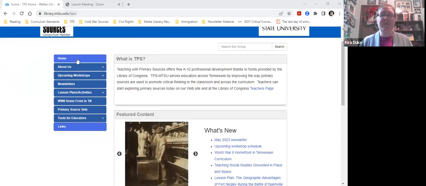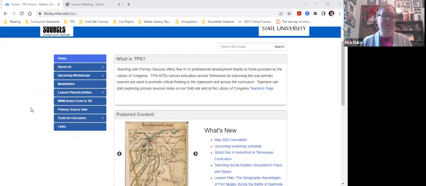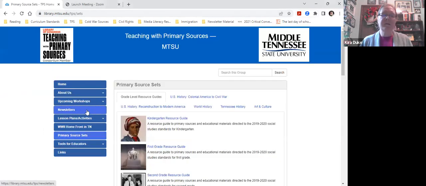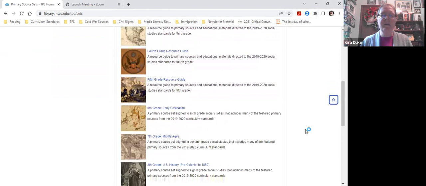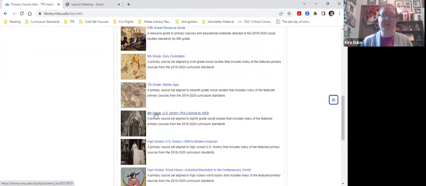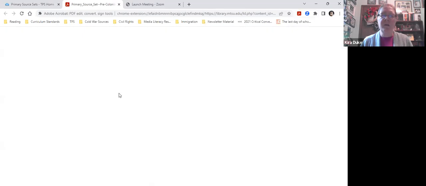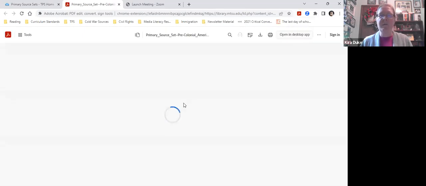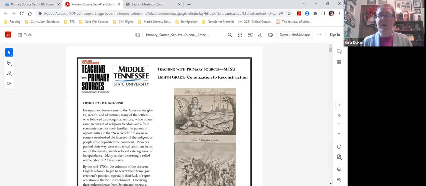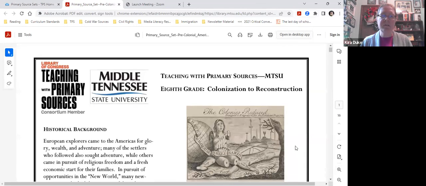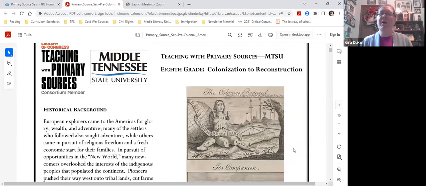We are going to be looking at a couple of the different sections here on the left, and I want to start with our Primary Source Sets tab. On that, you will find, first off, our grade level resource guides. We created these during the last standards revision, and what we wanted to do here was pull together as many of the primary sources referenced in your standards as possible. I'm going to expand this a little bit so it's easier to see. Of course, this covers the entire breadth of your curriculum for 8th grade, from colonization all the way up to Reconstruction.